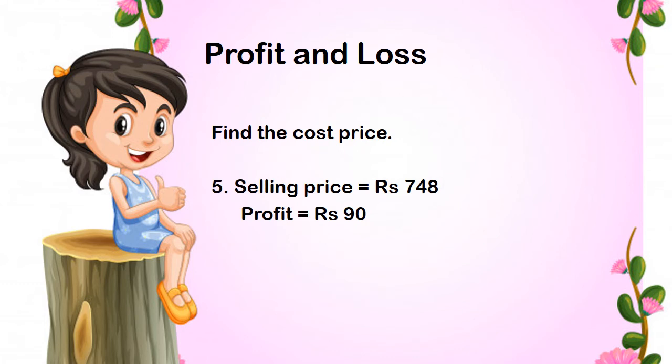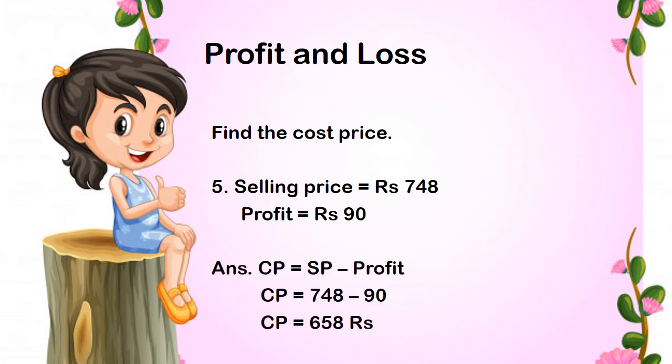Find the cost price. Selling price is equal to 748 rupees. Profit is equal to 90 rupees. Answer: cost price is equal to selling price minus profit, which is equal to 748 minus 90 rupees, which is equal to 658 rupees is the cost price.